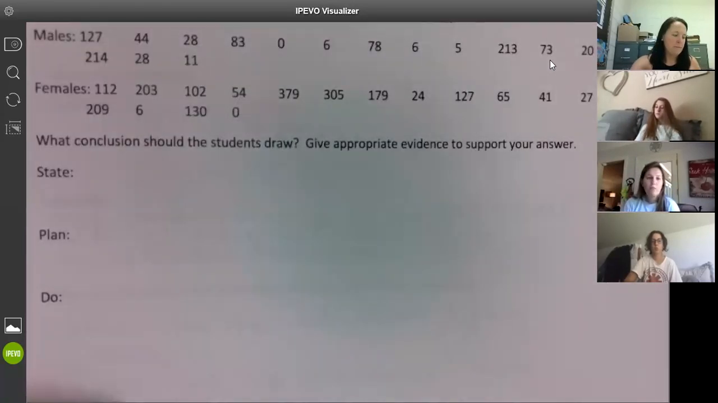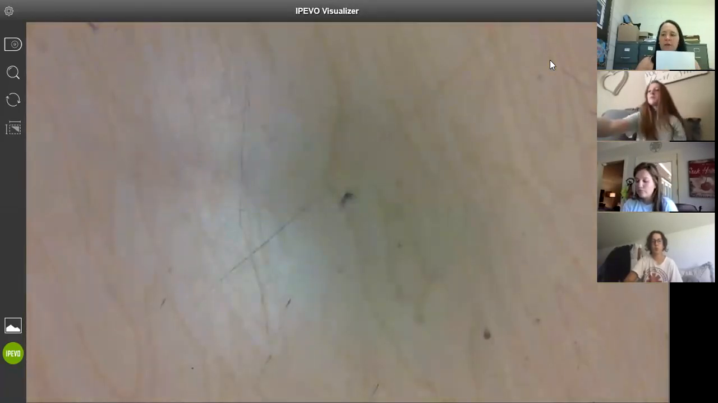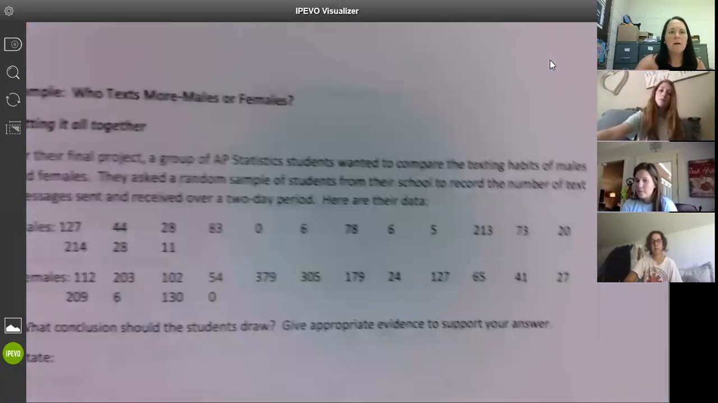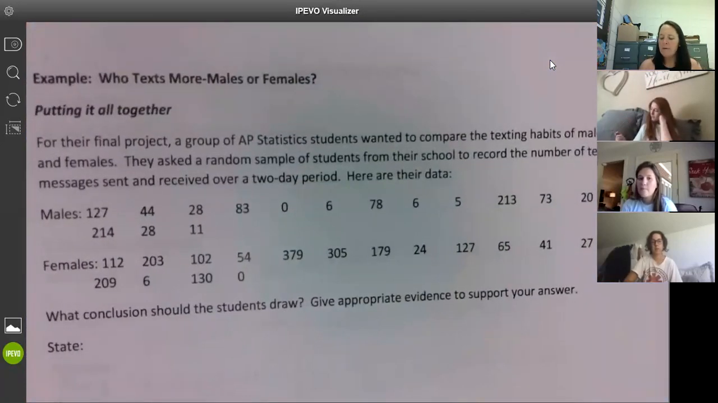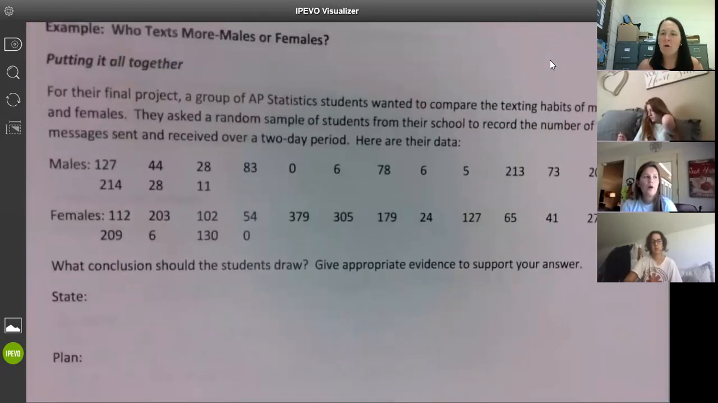All right. So this one says putting it all together. This is what you're going to be doing. You'll see that this problem is going to be a little bit longer than problems that you've had lately, but most of it is because it's writing. It's not necessarily the hard math work.